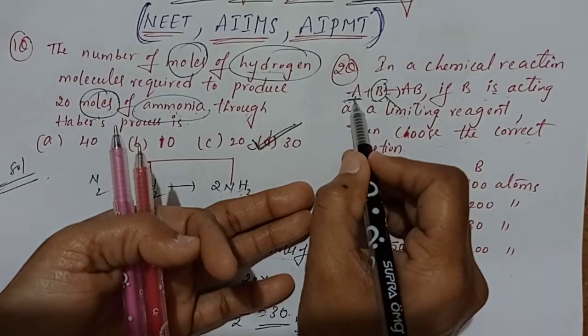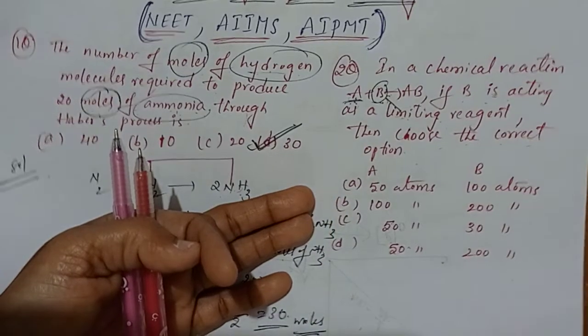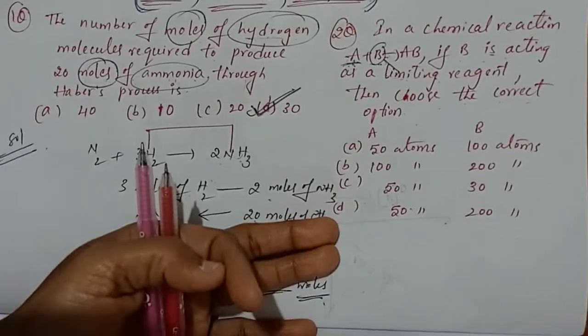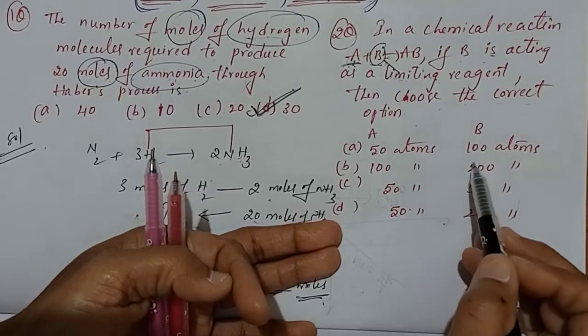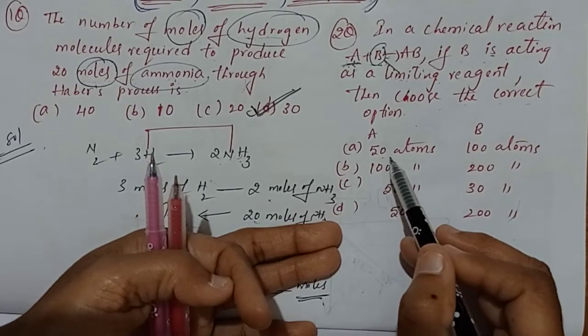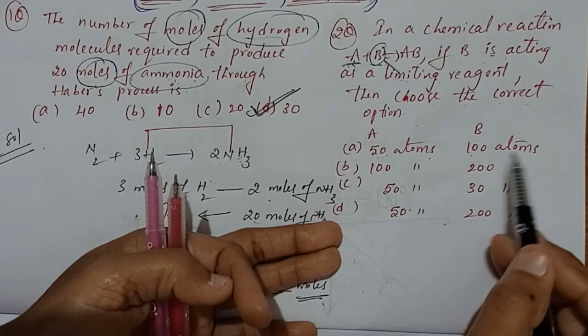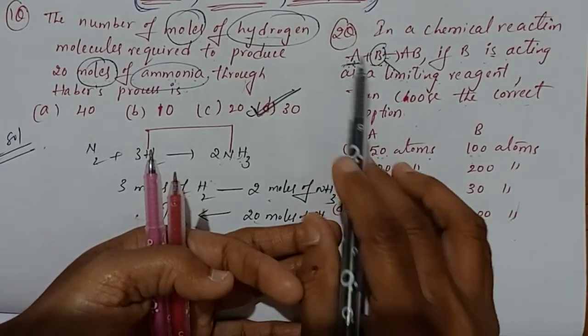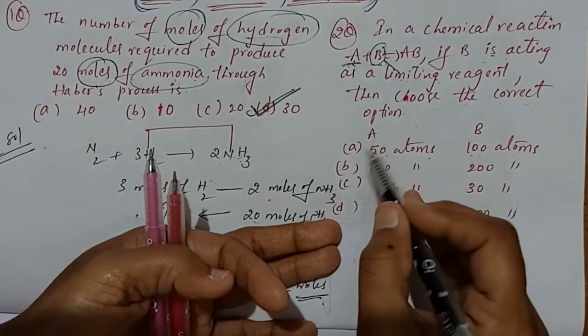That means A atoms should be more than B atoms. See here in these options, once you check, students, A atoms should be more when compared to B. Here if you take option A, there are 50 A atoms and 100 B atoms. But actually A atoms should be more, so this option is wrong.